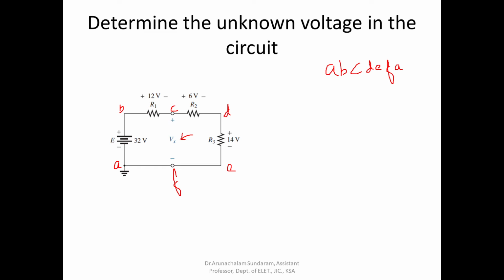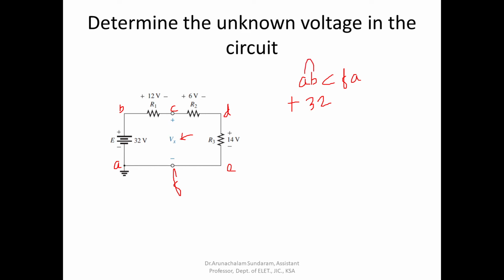So what you have to do is we should not form a loop A, B, C, D, E, F, A. Instead, because in this question they are asking you to find Vx, the unknown voltage, you can form a loop A, B, C, F, A. So A to B. What is that? It is voltage rise. So it is plus 32.